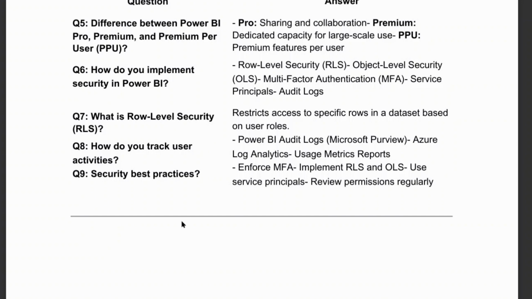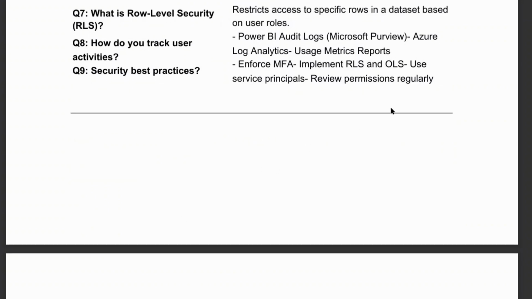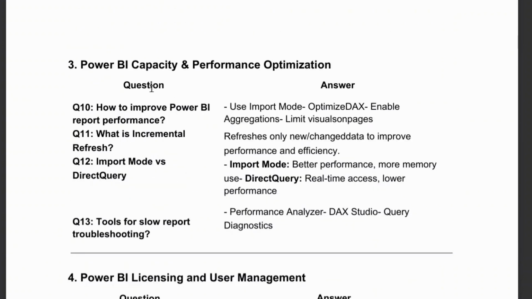Security best practices: enforce multi-factor authentication, implement row level security and object level security, use service principals, review permissions regularly. So you need to make sure that you are giving permission to the right users. The next set of questions will be on Power BI capacity and performance optimization.